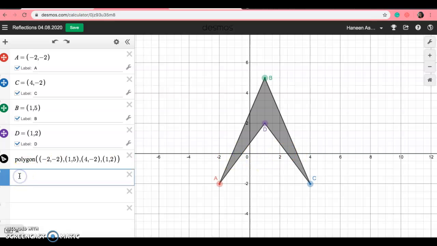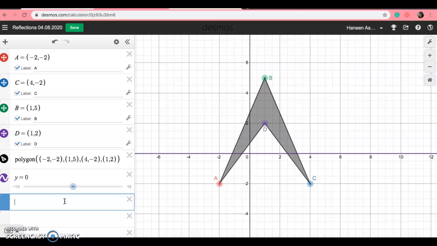We can go ahead and put a line through it just so we know. I wonder if it's going to do it, y equals, hey, come back. Okay, perfect. So y equals 0. That's going to draw us a line. We can't change the color, but anyways, our purple line is the line of reflection.